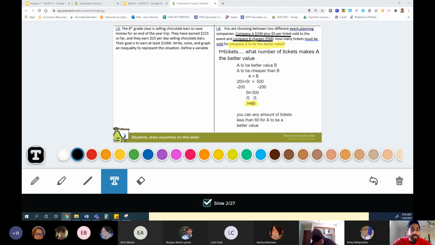So what does the word "at least" mean? What does the word "at least" really tell us? At least $1,000. Is that your roof number or your floor number? So like Mo, you solved, but check your symbol. You're saying less than 1,000. They need at least 1,000. So consider what that means for the symbol.